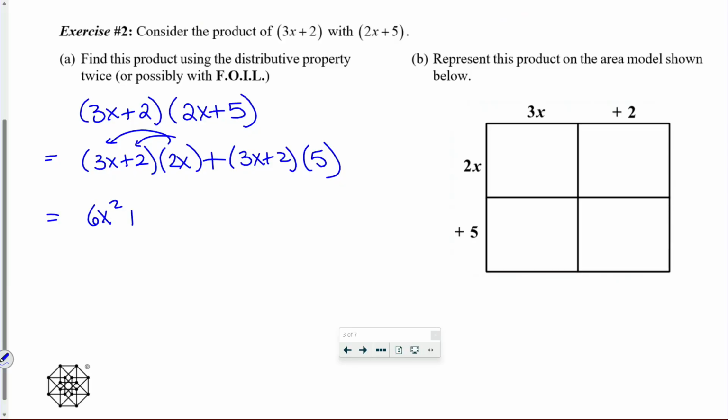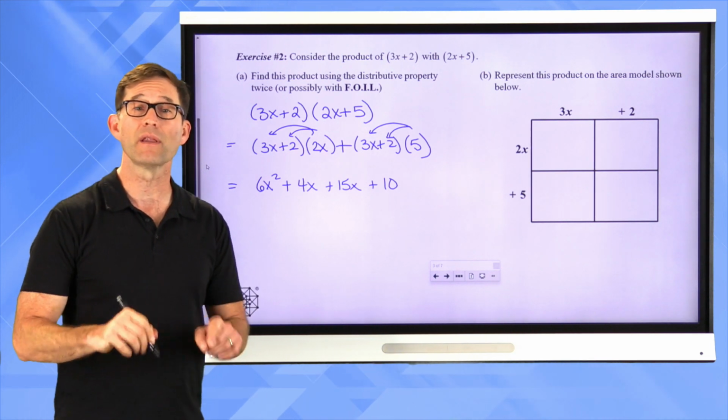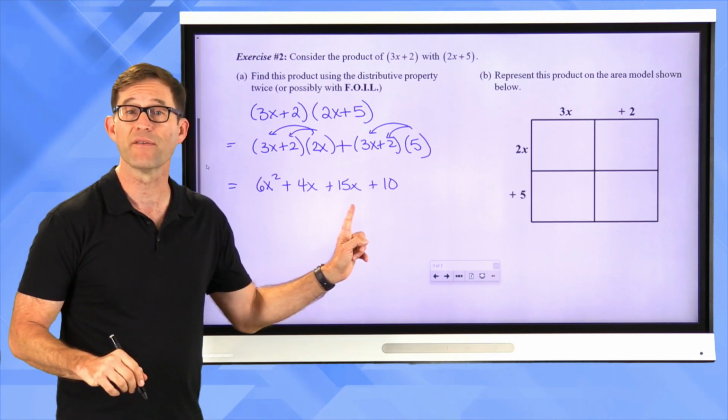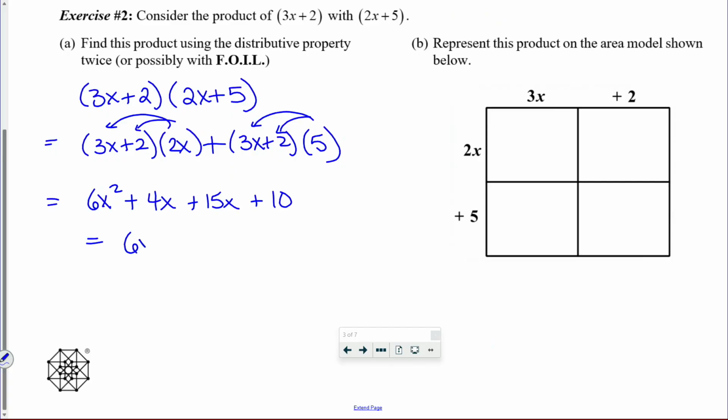2x times 3x is 6x squared. 2x times 2 is 4x. 5 times 3x is 15x. And 5 times 2 is 10. Then traditionally what we do is we combine like terms. Now the only like terms here are the 4x and the 15x. And when we combine those together, we get 6x squared plus 19x plus 10.